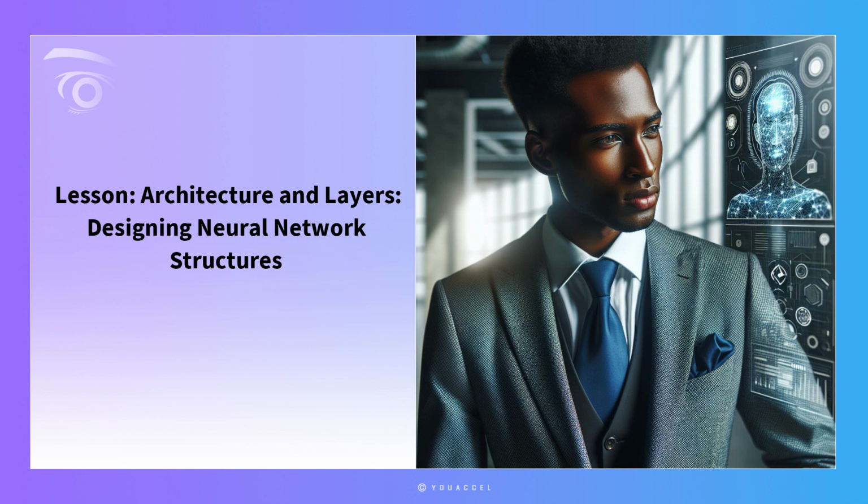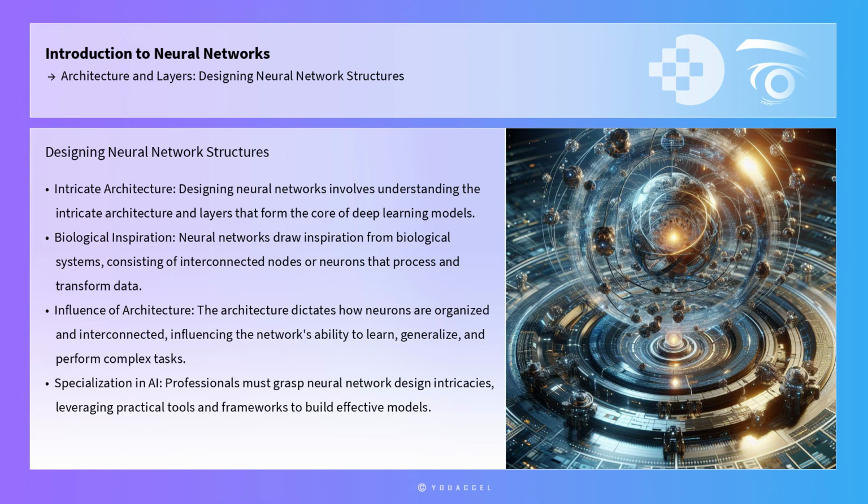Lesson: Architecture and Layers, Designing Neural Network Structures. Designing neural network structures involves understanding the intricate architecture and layers that form the core of deep learning models. Neural networks, drawing inspiration from biological neural systems, consist of interconnected nodes or neurons that process and transform data. The architecture of a neural network dictates how these neurons are organized and interconnected, profoundly influencing the network's ability to learn, generalize, and perform complex tasks.